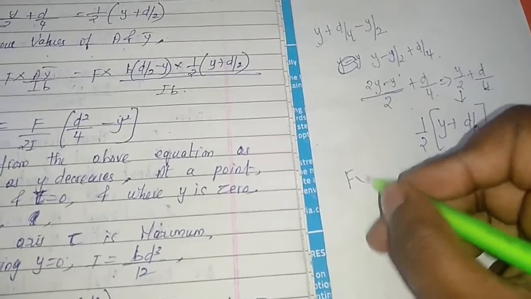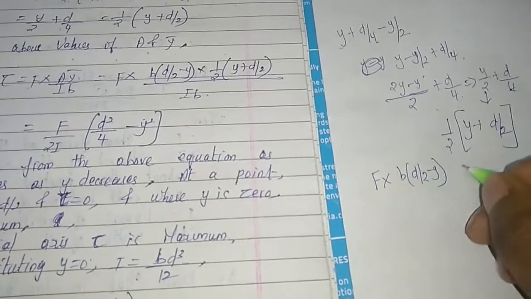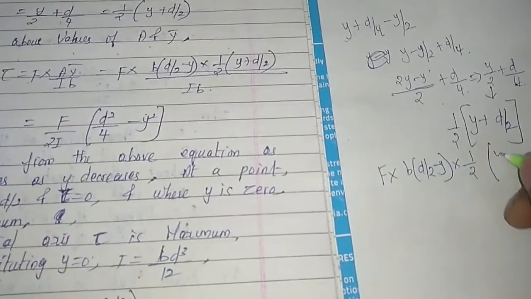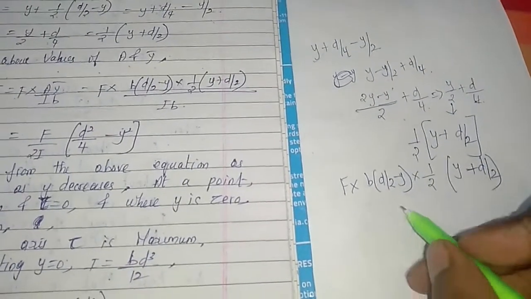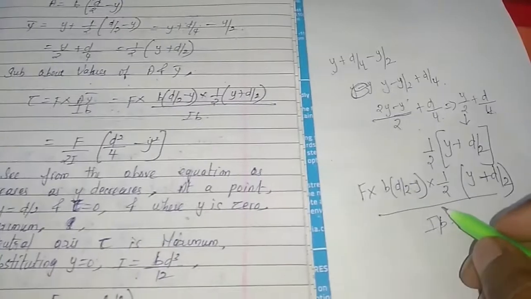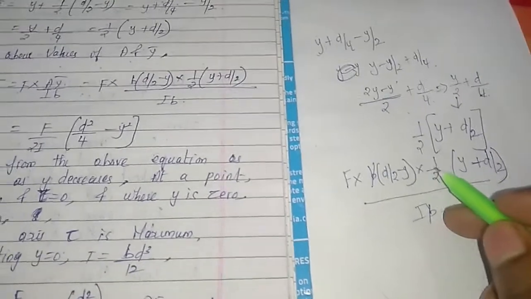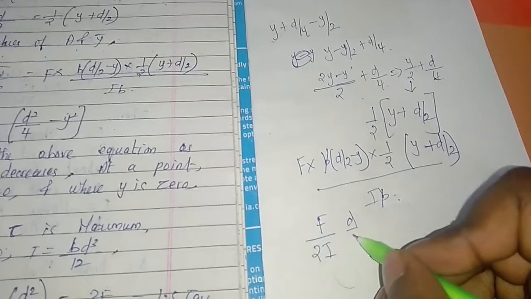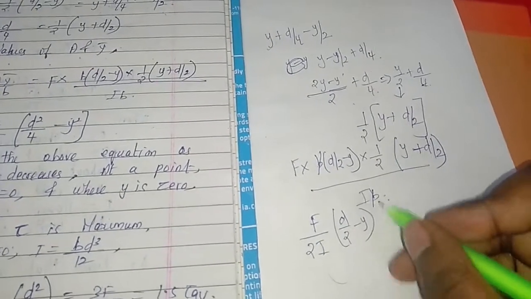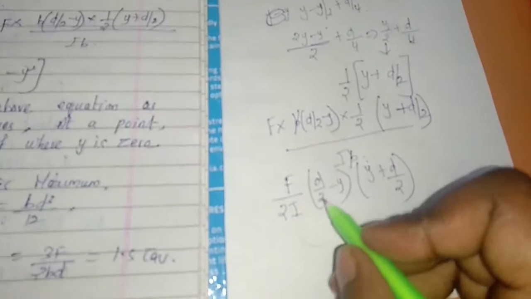See, F into B into D by 2 minus Y into half into Y plus D by 2, divided by I into B. This B and this B get cancelled, and this half comes downwards. So F by 2I into D by 2 minus Y into Y plus D by 2. It will become like this. Am I right? So multiply this equation.